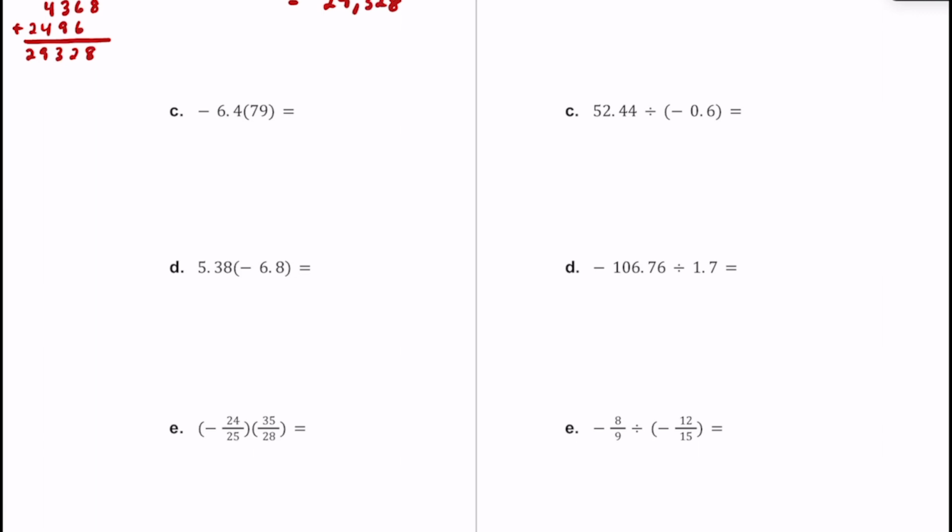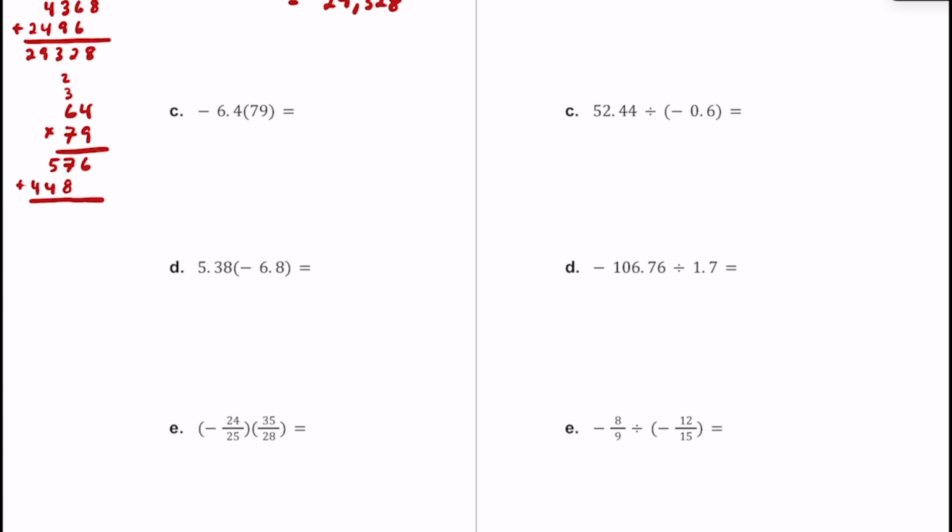All right, for C here, it looks like we're multiplying a decimal by a whole number. So let's go ahead and ignore the decimal for a moment and just think about this as 64 and multiply that by 79. All right, we'll put the decimal in just a moment. I believe this will be a 6, carry the 3. 54 plus 3 is 57. So check to see if you have 5, 7, 6. And then 7 times 4 is 28, carry the 2, 42 to 44.